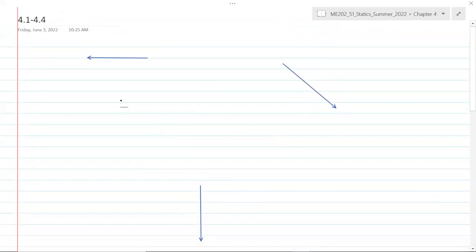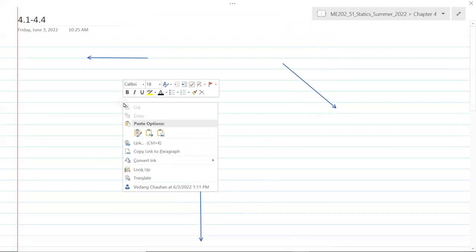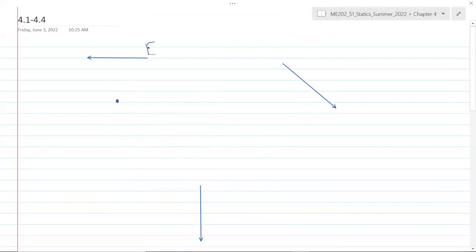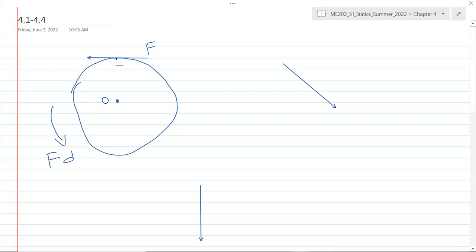So let's try different examples here. What is the moment of force F about point O? You can pause the video and think about it. Okay, so fit the steering wheel center here and visualize a giant steering wheel whose circumference is tangent to this force, and when you apply the force in this direction, that results in counterclockwise moment, which is F times D, where D is the perpendicular distance from point of rotation.